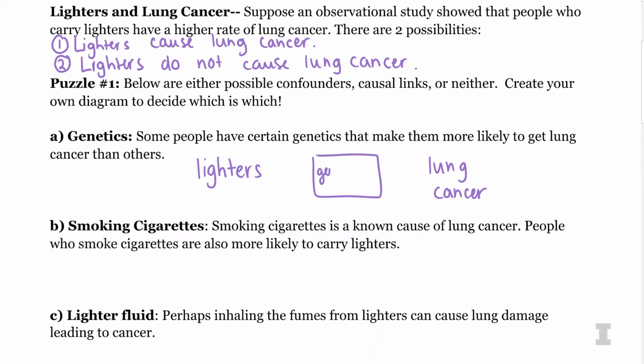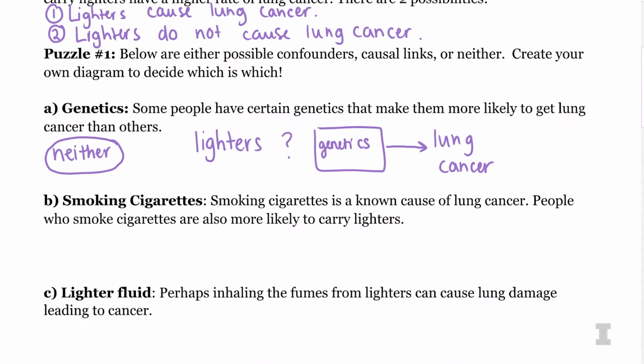So based on the information given, it says some people have certain genetics that make them more likely to get lung cancer than others. So right away, I can see genetics can lead to lung cancer, but here, no mention of lighters. So this is definitely an example of something that is neither a confounder nor a causal link, because it's not connected to our treatment. It's just kind of a random fact about the response.